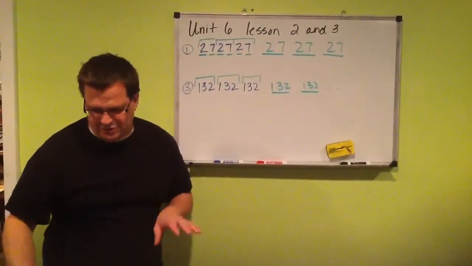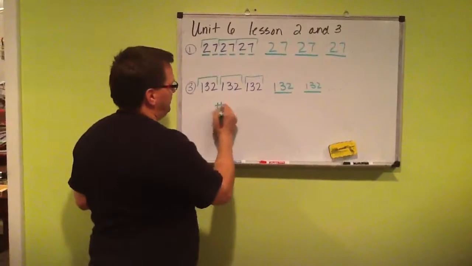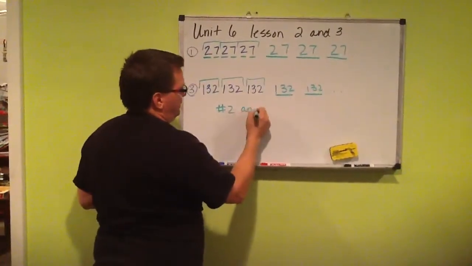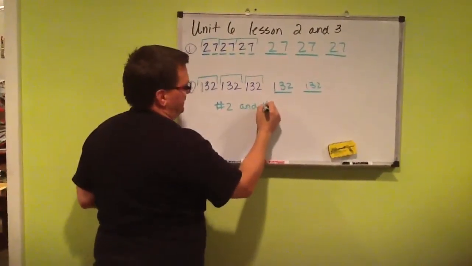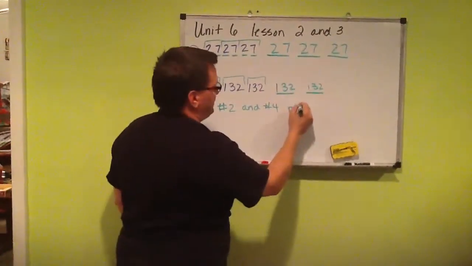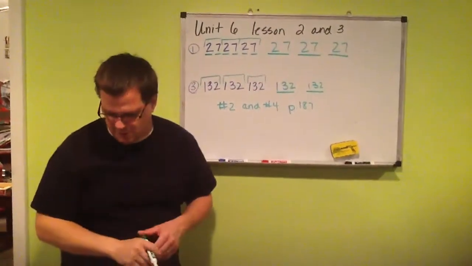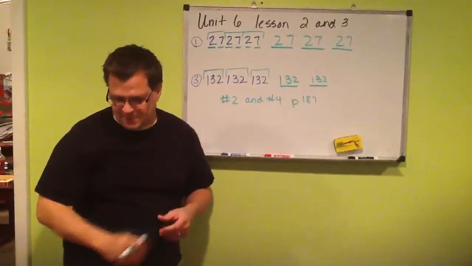And I want you guys to try numbers 2 and 4 at home. So do number 2 and 4 tonight on page 187. Shouldn't take you very long. Just do a couple like I've done here. Don't have to do a whole bunch. Just do a couple of the patterns.